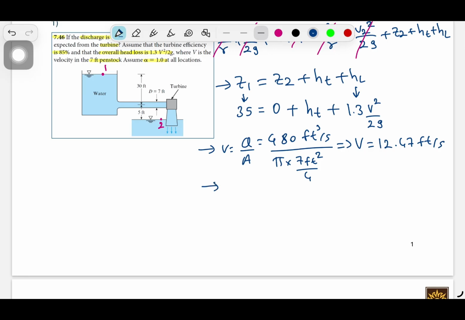So we also have V square over 2G. So it will be 12.47 square over 2 times 32.2 feet per square second. So this gives 2.416 feet.